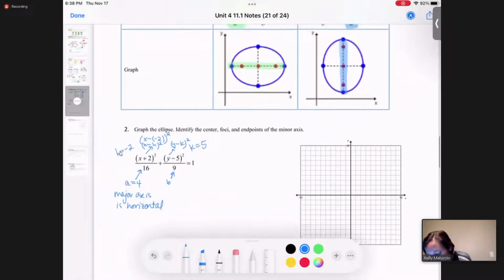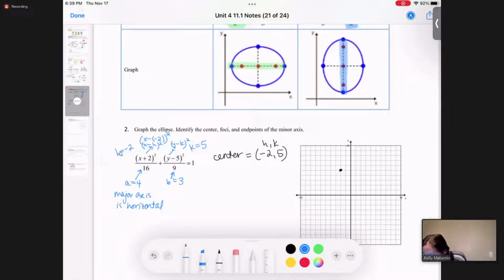And so a is 4 and b is going to be 3. Now we can't just say, oh, okay, I'll graph (4, 0) and (3, 0). We have to first go to the center. So we start by saying the center is (-2, 5), because (h, k). And we start by graphing that. So I'm going to start by graphing -2, 5. So this is the center, right?